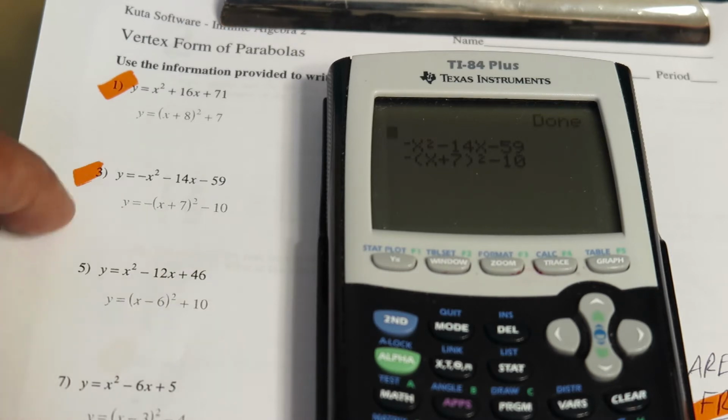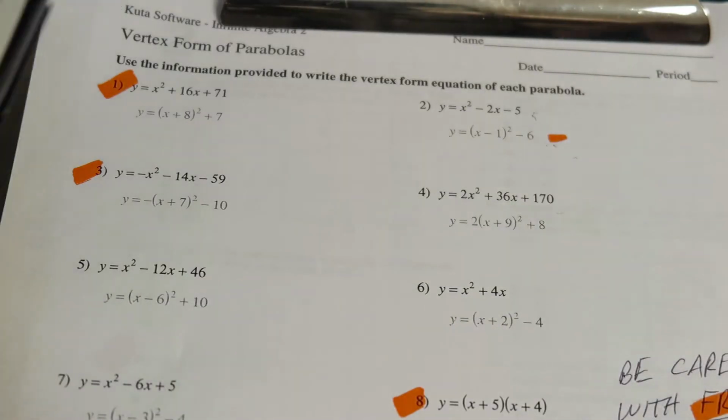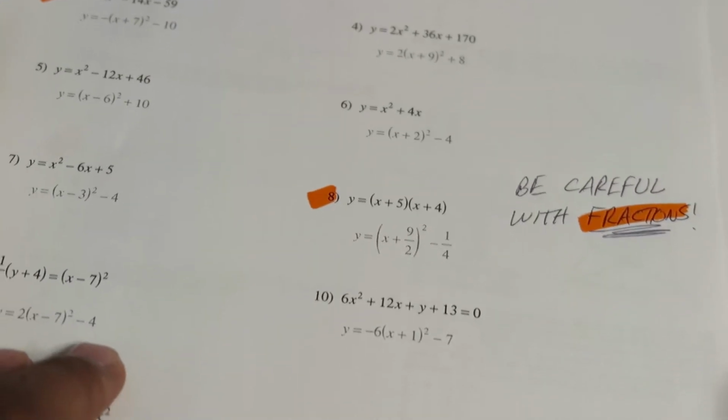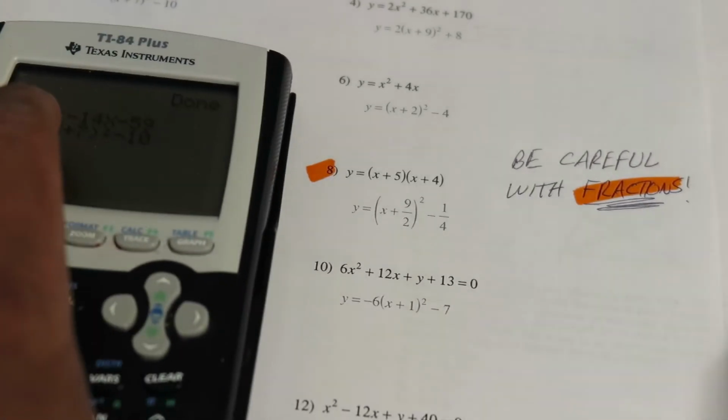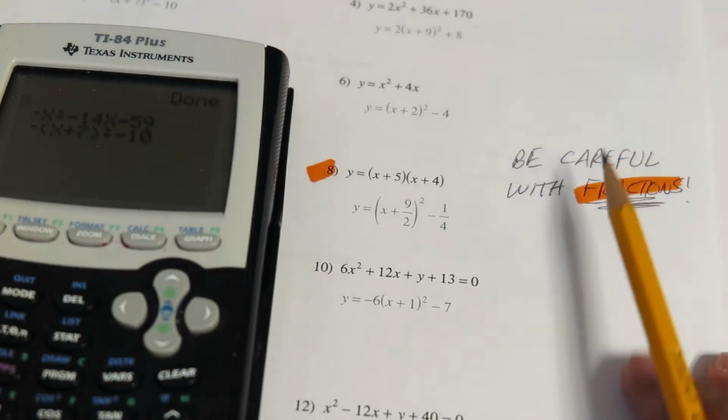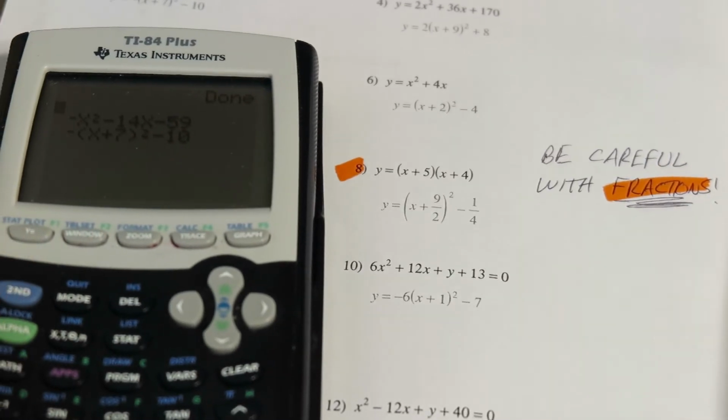The x-coordinate is going to be negative. All right, so let's see. What else did I want to do here? Okay, here's another one. This one is actually in the factored form, and I want to put it in the vertex form. So press enter.